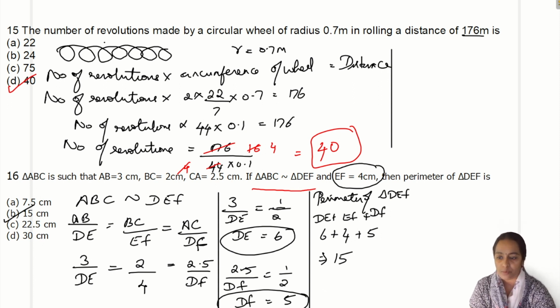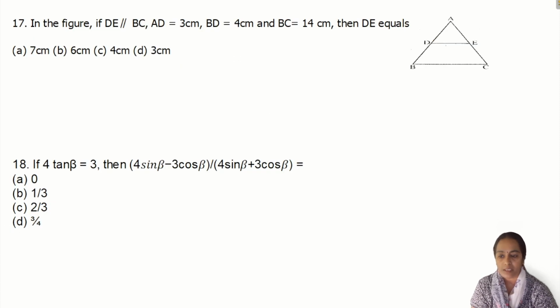We'll go to the next question, children. Question number 17 here. In the figure, if DE is parallel to BC, AD is 3, BD is 4, BC is 14, then what is DE? DE is asked in the question.